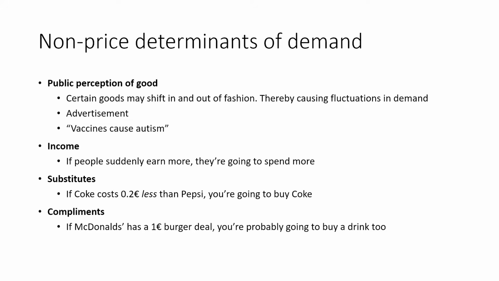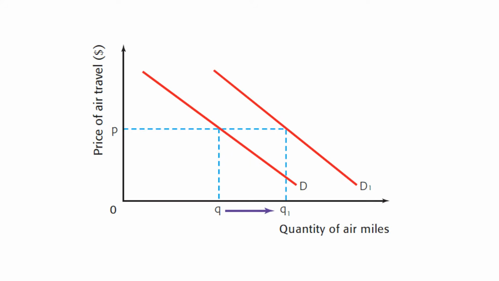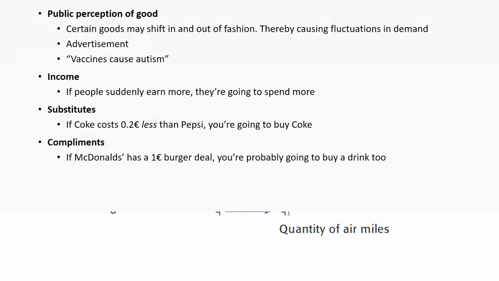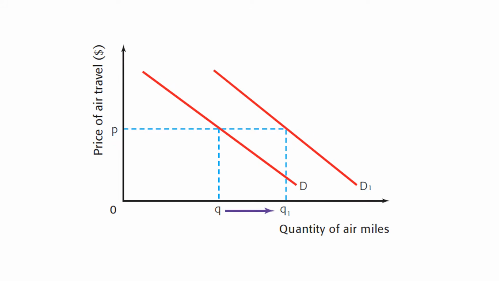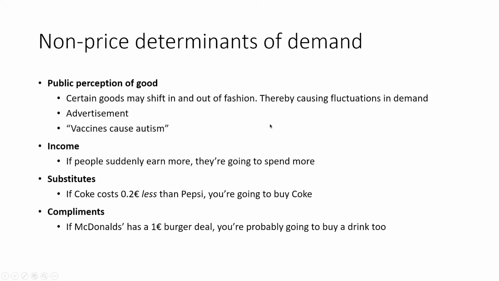For example, certain goods may shift in and out of fashion, thereby causing fluctuations in demand, or shifts in demand. For example, nowadays people wearing 80s clothes, they're really popular now, but in 10 years people start wearing, I don't know, some fancy sweatpants and not 80s clothes anymore. So then the demand for 80s clothes might shift inwards.